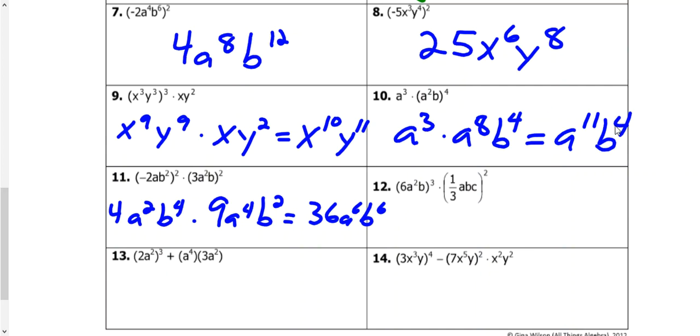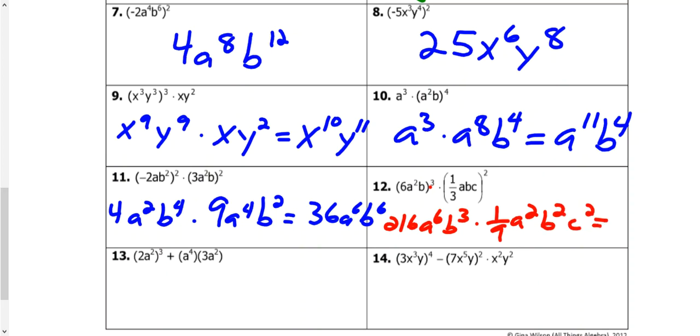So let's look at number 12. Number 12 is a little more challenging. First thing we're going to do is simplify. So we're going to distribute this 3rd power to everything. So 6 to the 3rd is going to give us 216. A to the 6th, b to the 3rd. That's being multiplied by 1/3 squared becomes 1/9. A squared, b squared, c squared.